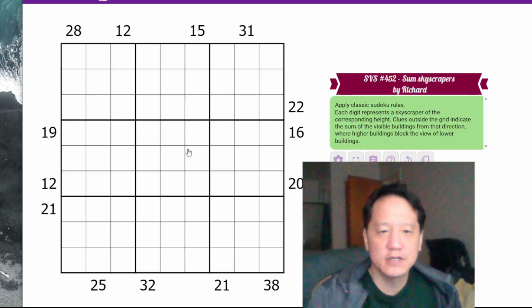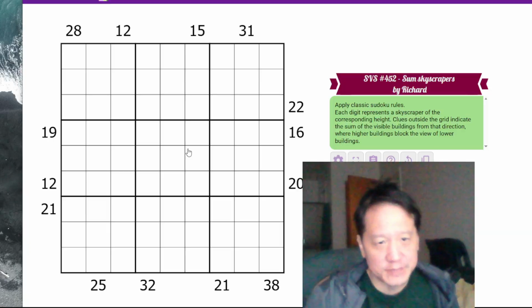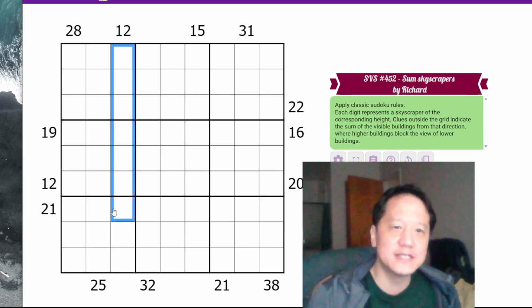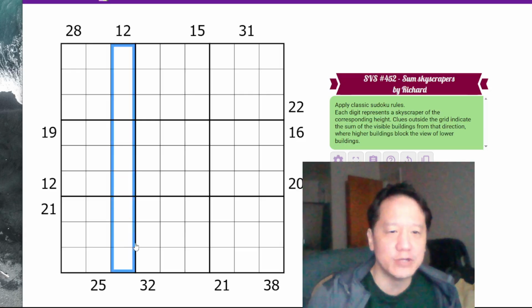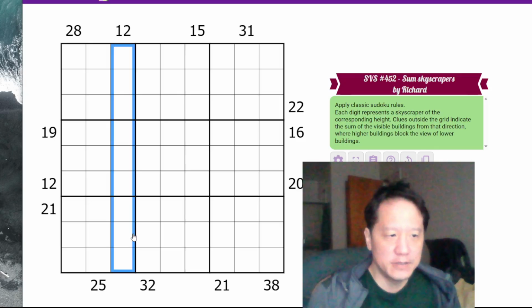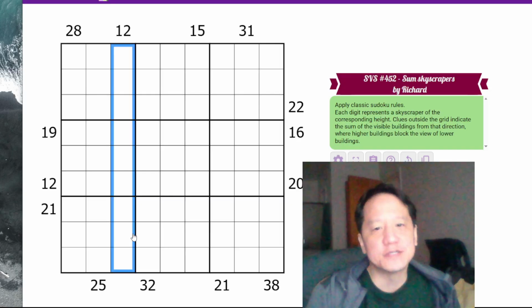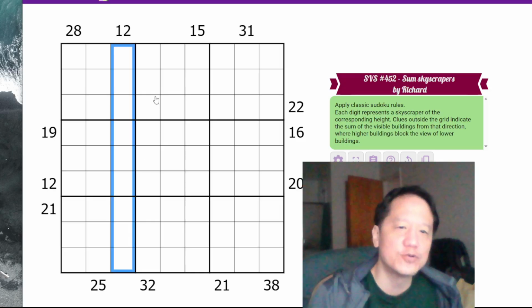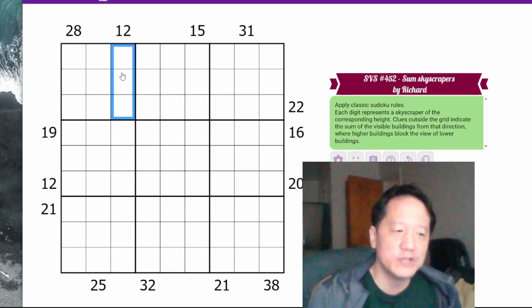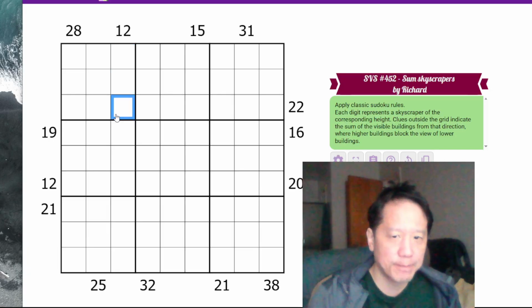Let's go. Okay. Every some skyscraper is going to include a 9. So the question is, how do you get the sum that we have? So for 12, it could be 1, 2, 9, or it could be 3 and 9 that it sees.